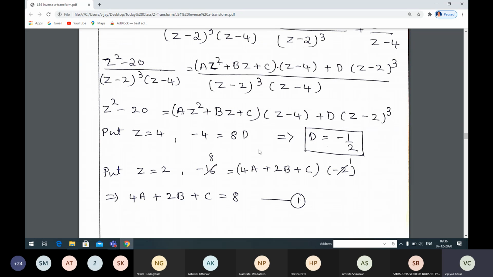So first, z is equal to 4. Z is equal to 4 means here you'll get this as 0, right? Substitute z as 4.